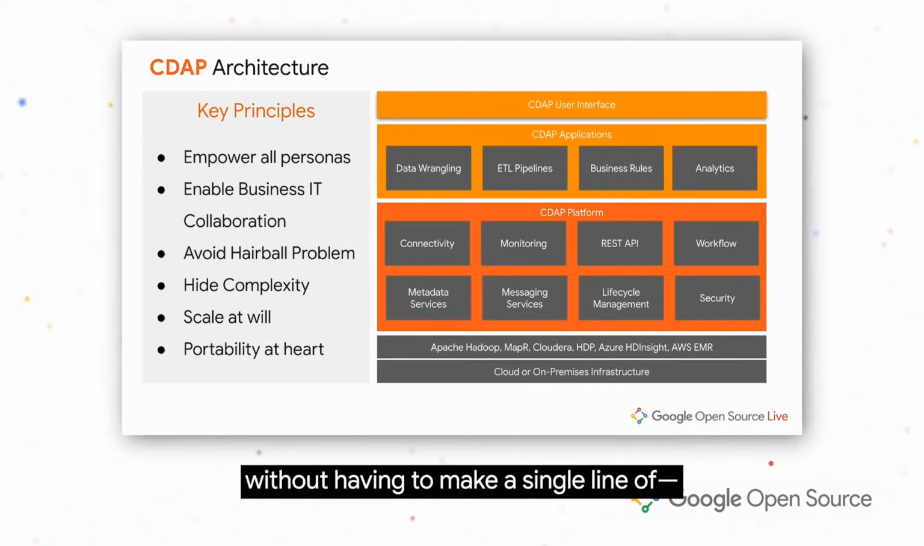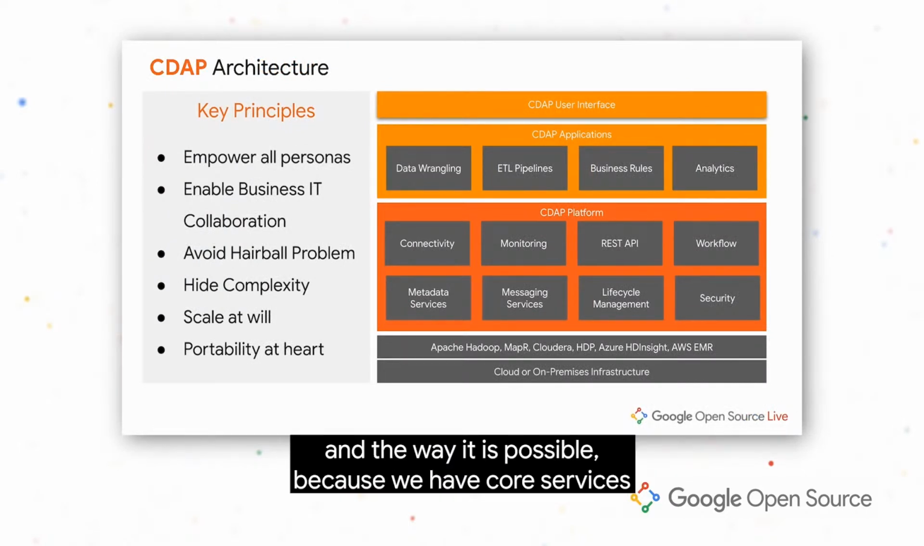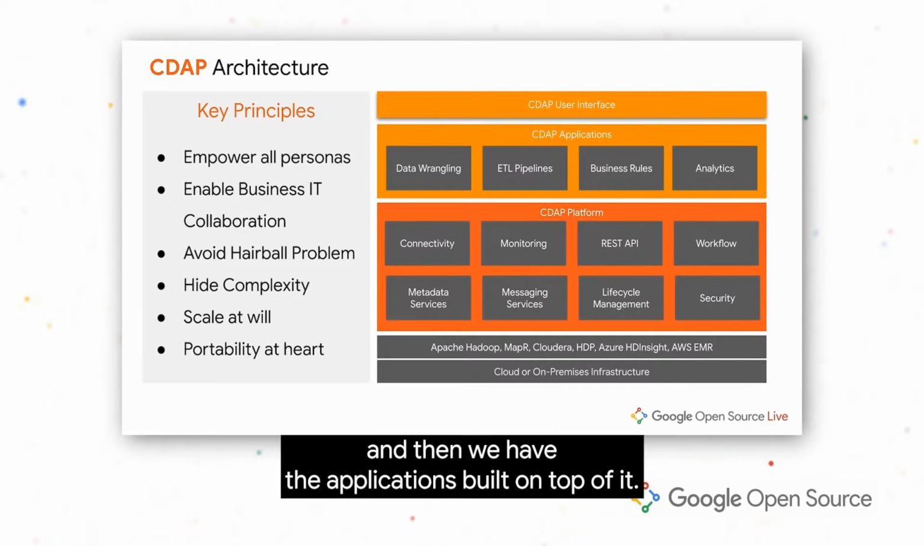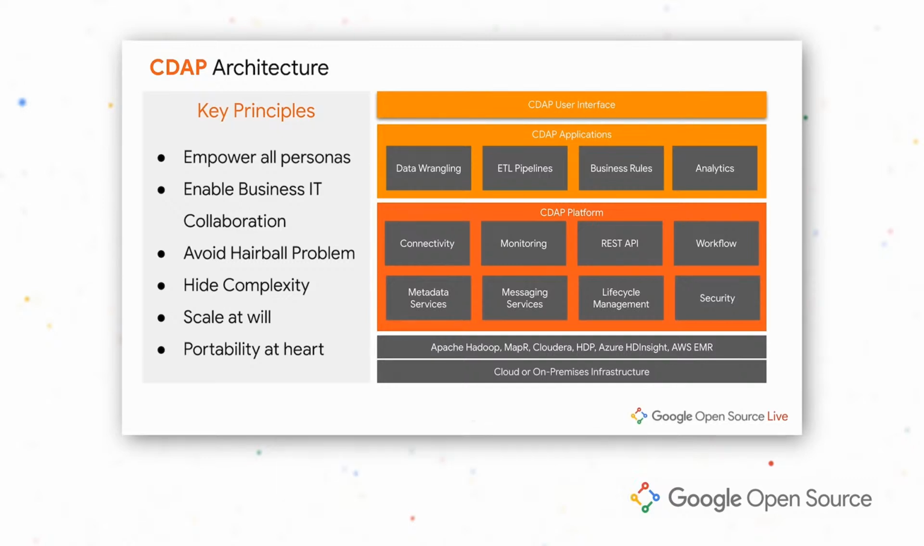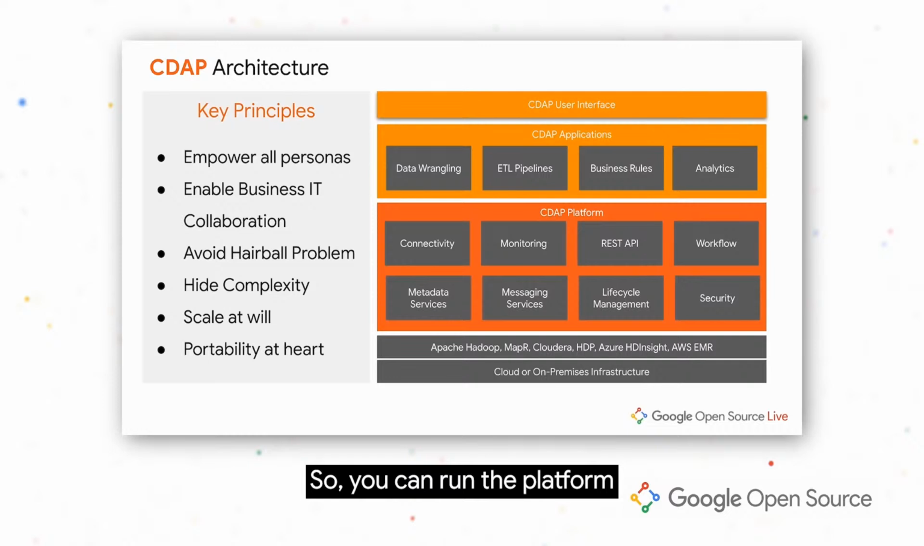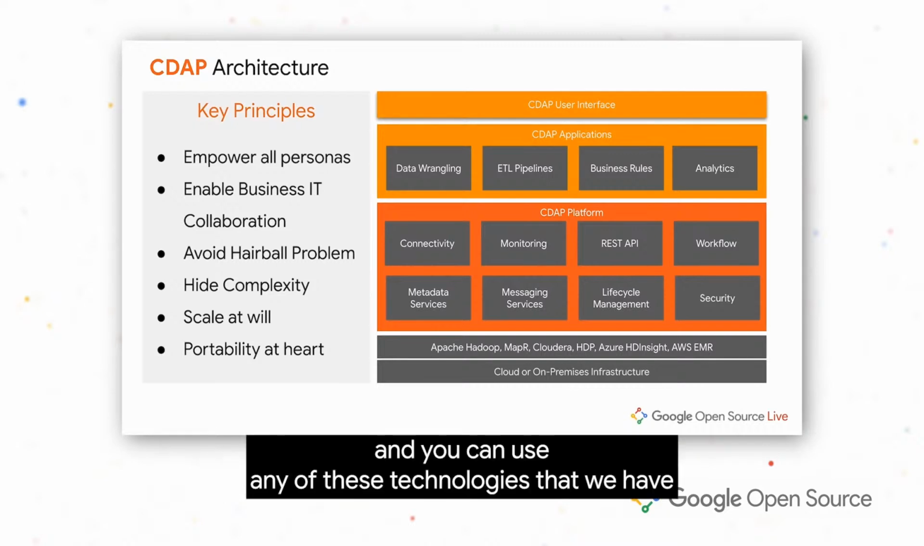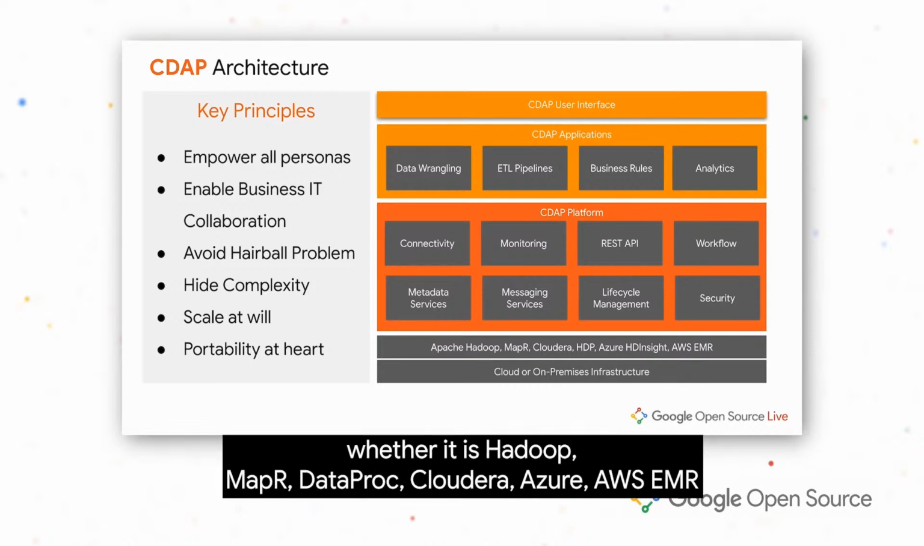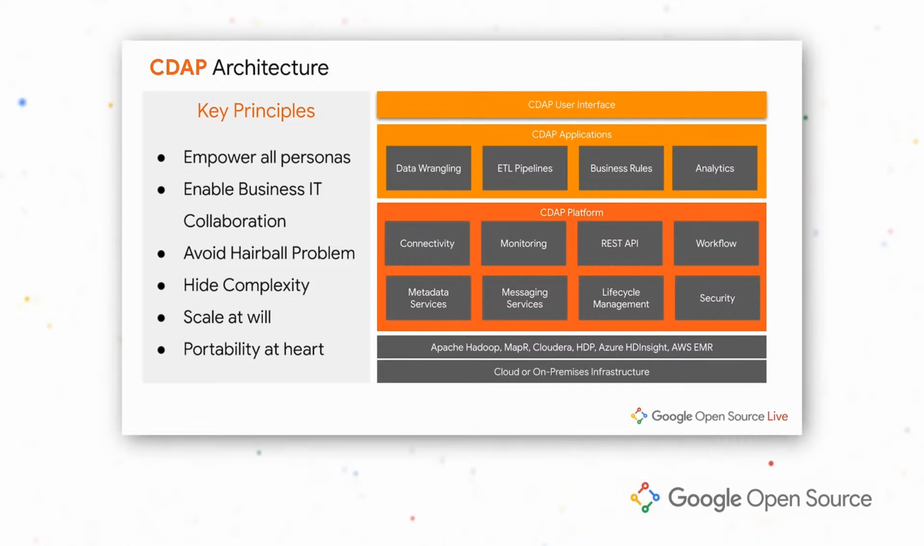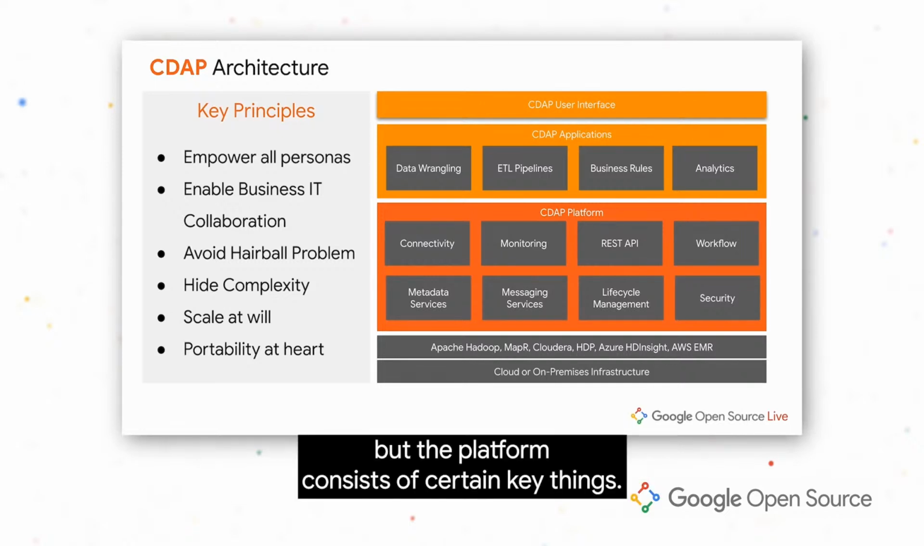The way it is possible is that we have core services, and then we have the applications built on top of it. So you can run the platform in any cloud, on premises, or in multi-cloud and hybrid cloud environments. And you can use any of these technologies, whether it is Hadoop, MapR, Dataproc, Cloudera, Azure, or AWS EMR.